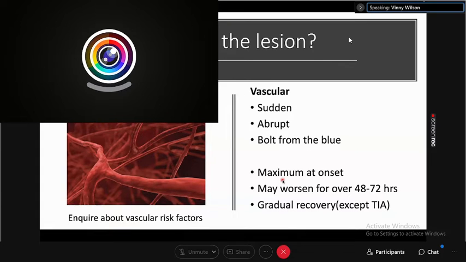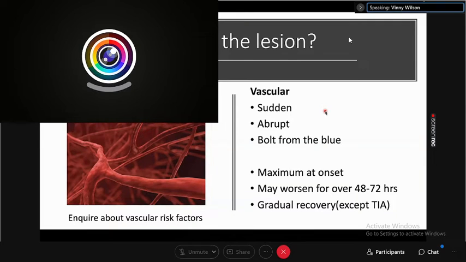So the clues to a vascular lesion. Now the vascular lesion can be an ischemic stroke, and it can be a hemorrhagic stroke. It can be cortical venous sinus thrombosis, or it can be a bleed into the tumor, or it can be a vasculitis. So these are the various possibilities among a vascular etiology. All these etiologies are characterized by an abrupt onset or a sudden onset, or like a bolt from the blue.